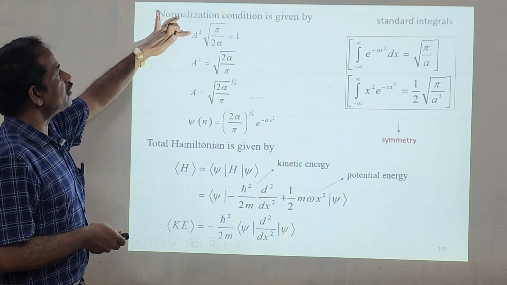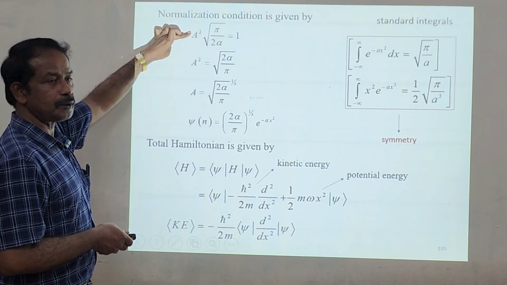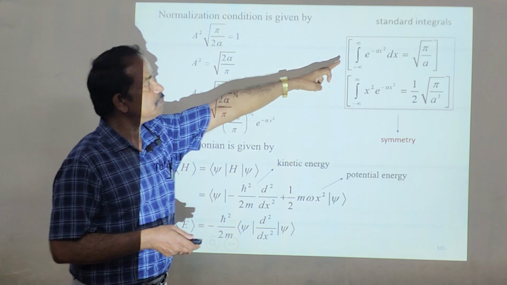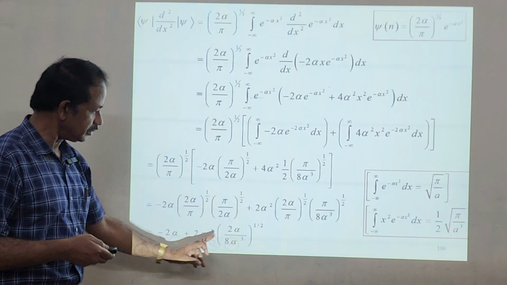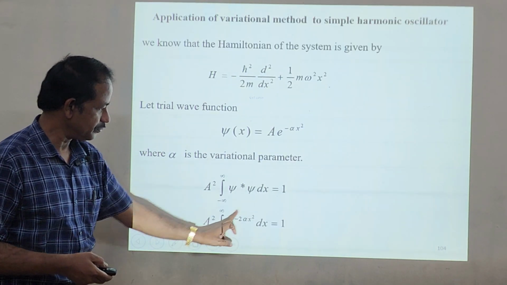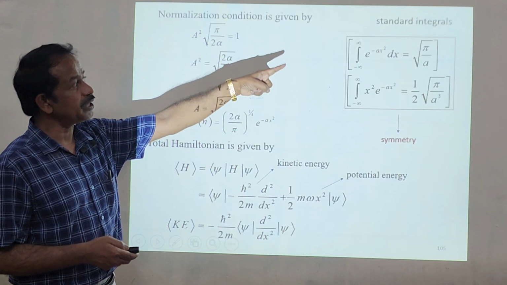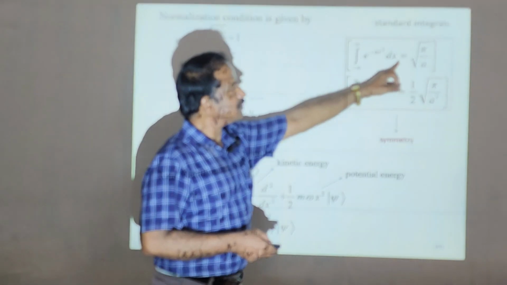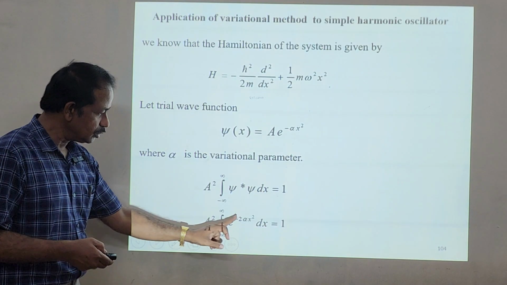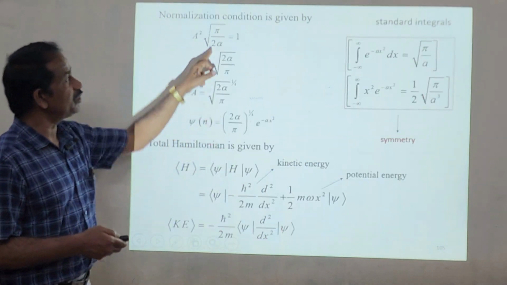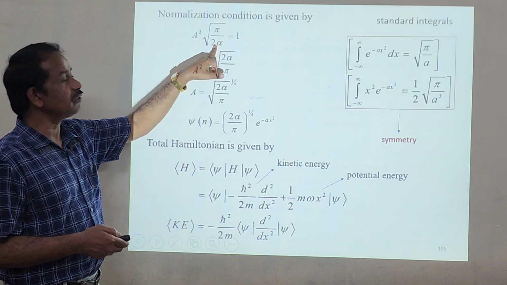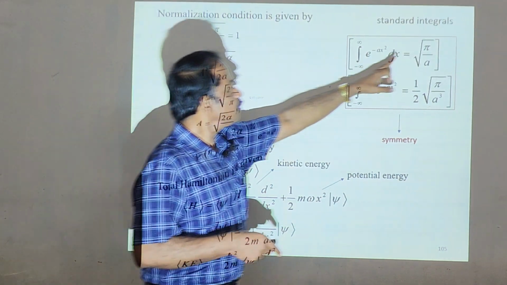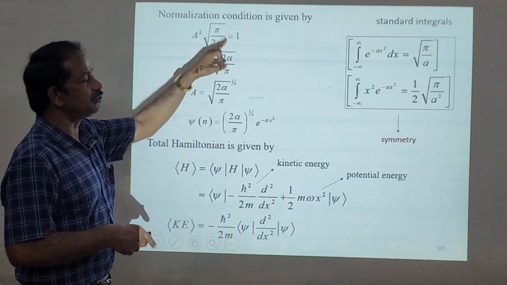So you now have A squared root pi by 2 alpha equal to 1. We have used e power minus a x squared, and the answer will be root pi by a. Correct. The integral of e power minus a x squared dx will be root pi by a. But here we have 2 alpha x squared, so the answer will be root of pi by 2 alpha, which is equal to 1.